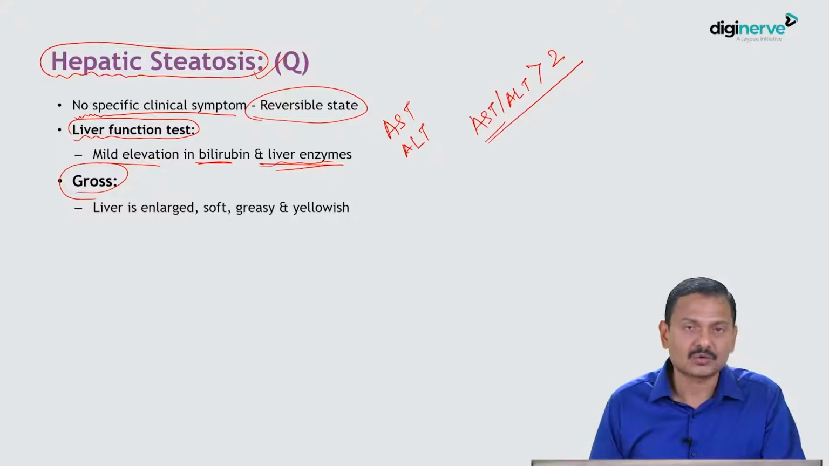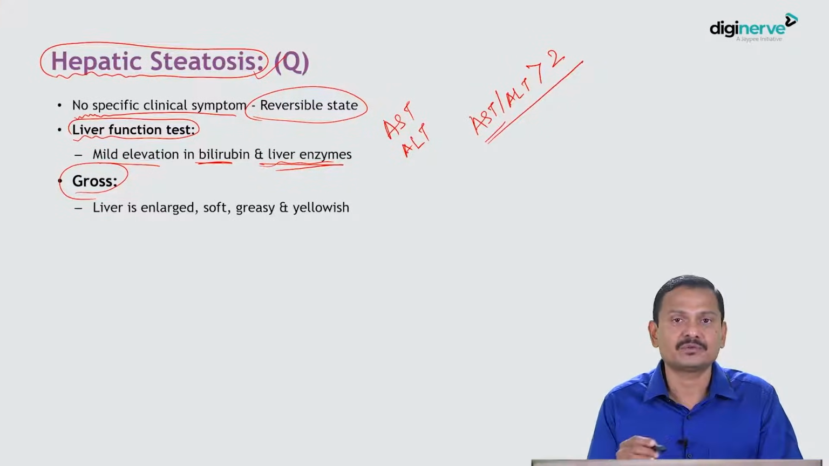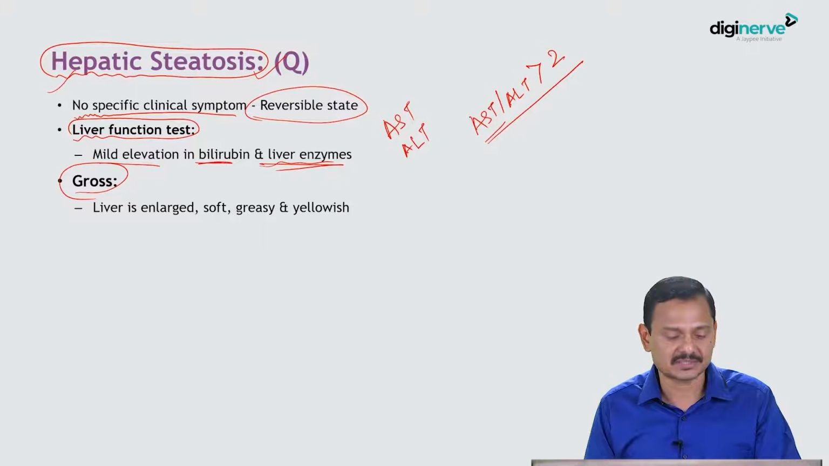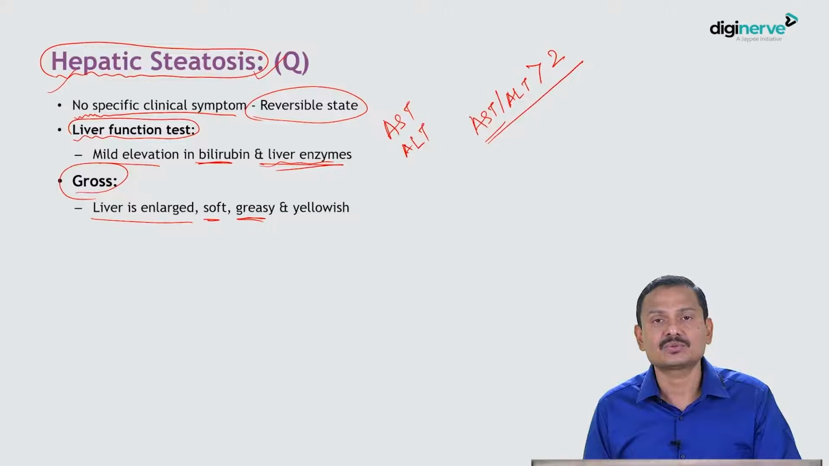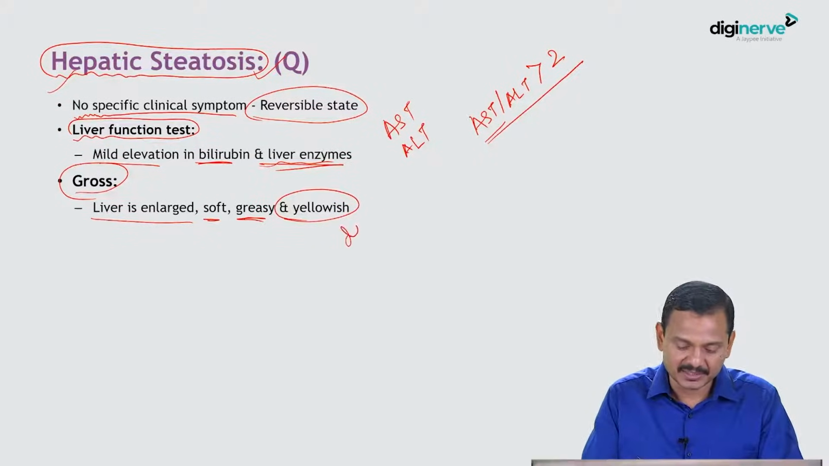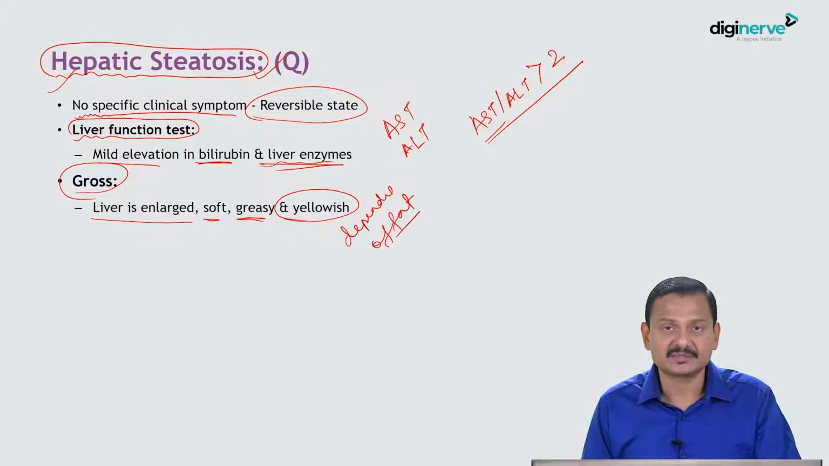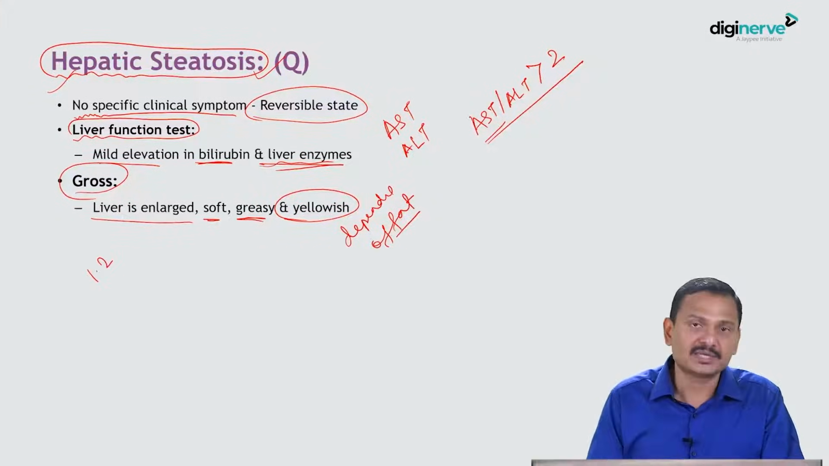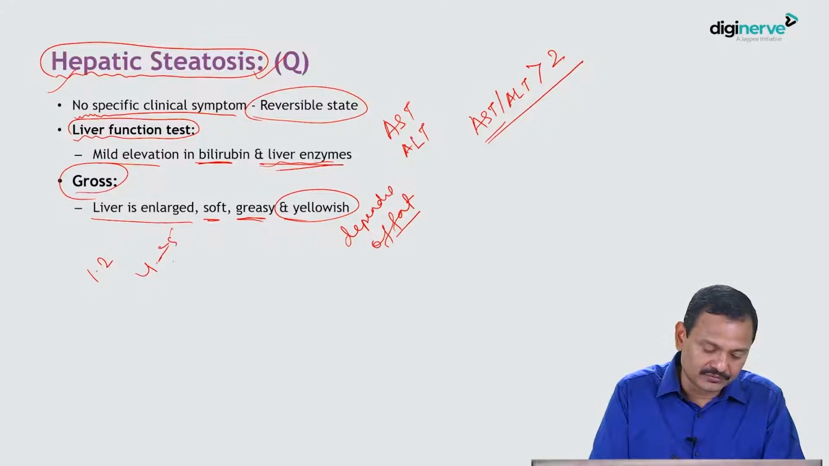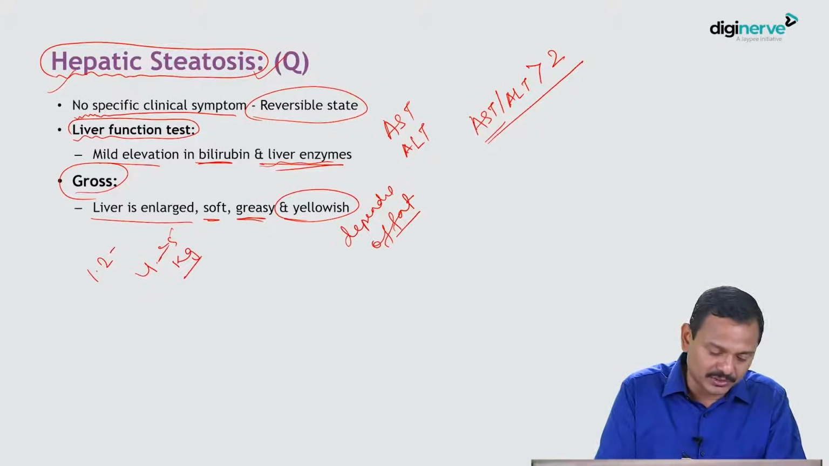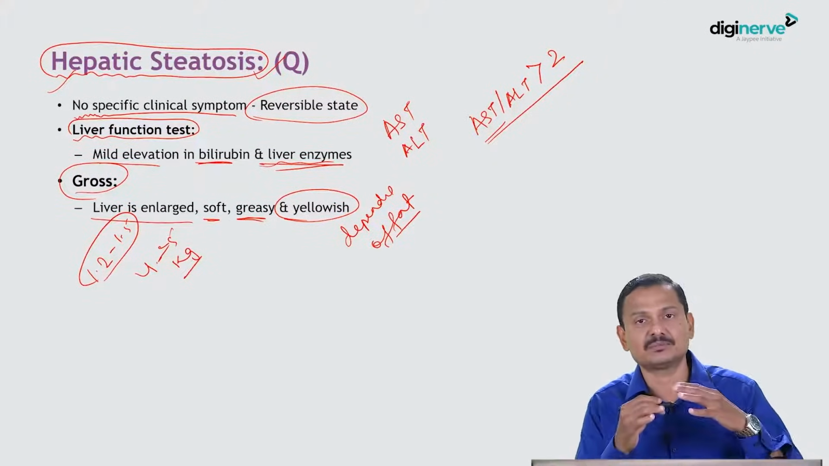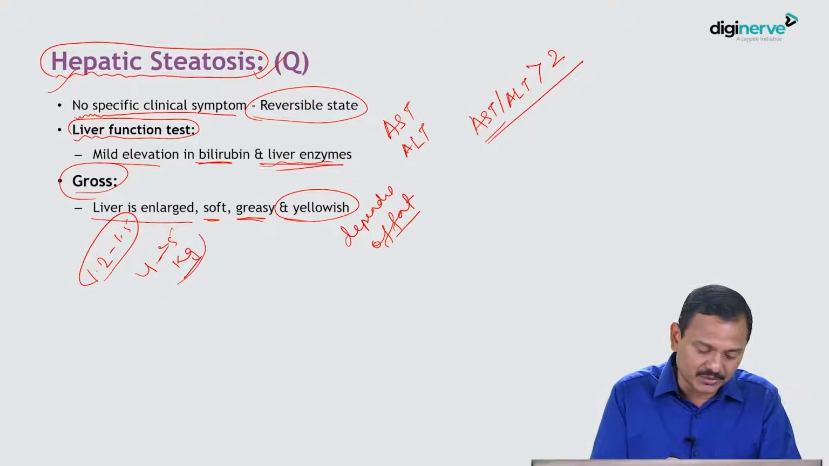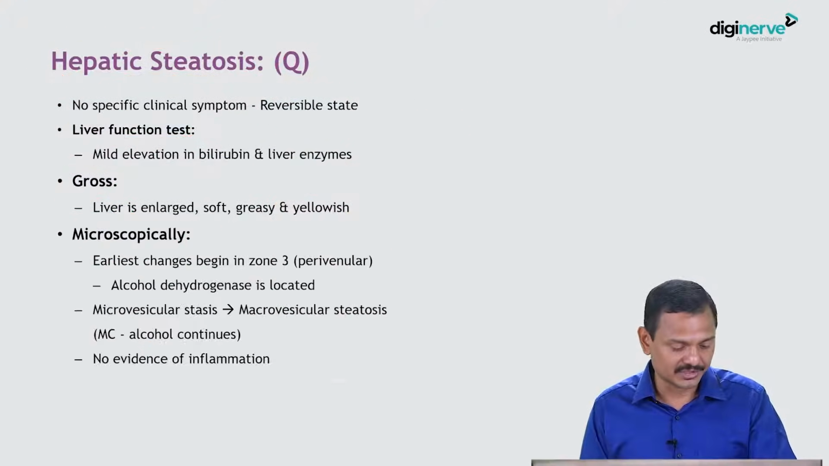Next comes gross. When we see an autopsy specimen of a person who is suffering from hepatic steatosis, the liver will be enlarged, soft and greasy. It can also have a yellowish appearance depending on the amount of fat. Okay, and you cannot imagine that the liver can go from 1.2 kg up to 4 to 5 kg. So normal is 1.2 to 1.5, and because of steatosis the liver will be so much enlarged that the weight can go up to 4 to 5 kg.